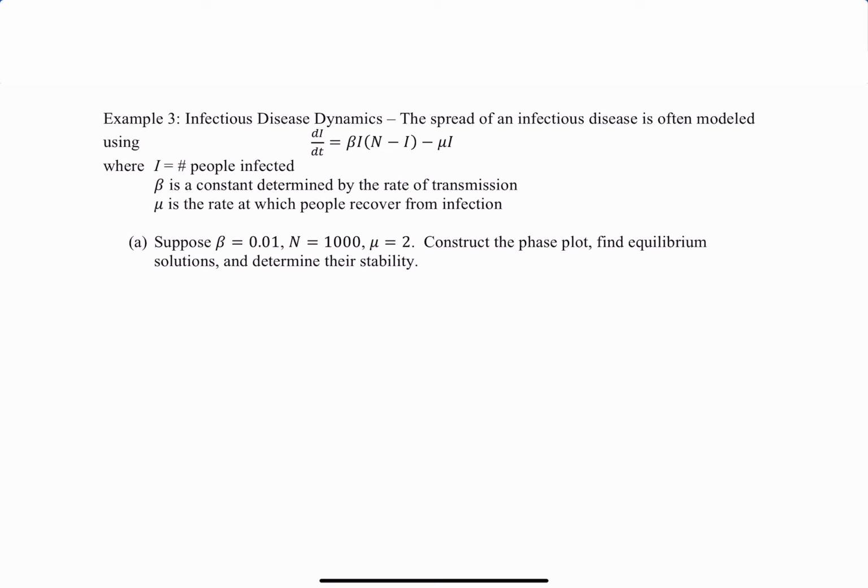We're first given some values to put in for the constants. So we're now looking at dI/dt equals 0.01 I times (1000 minus I) minus 2I. We want to construct the phase plot, find the equilibrium solutions, and determine their stability. I'm going to go over to GeoGebra to do that.